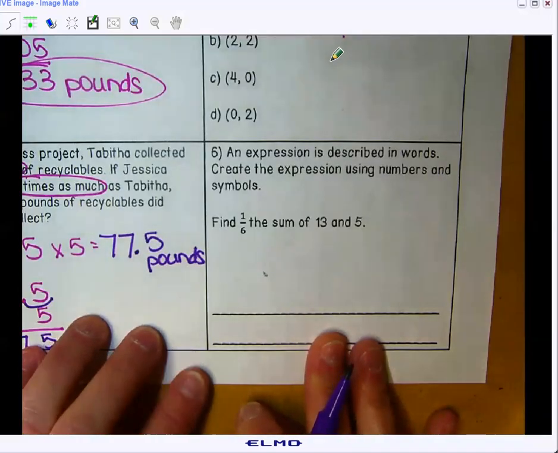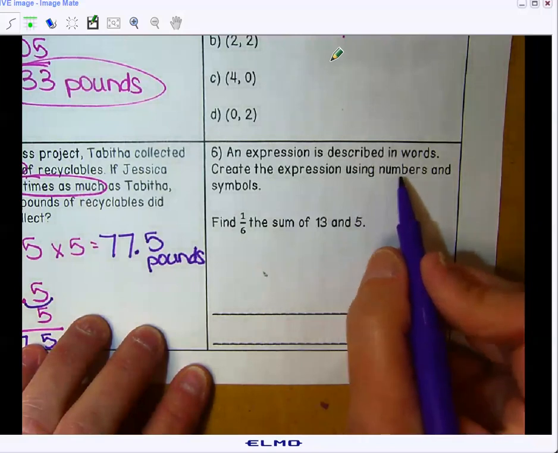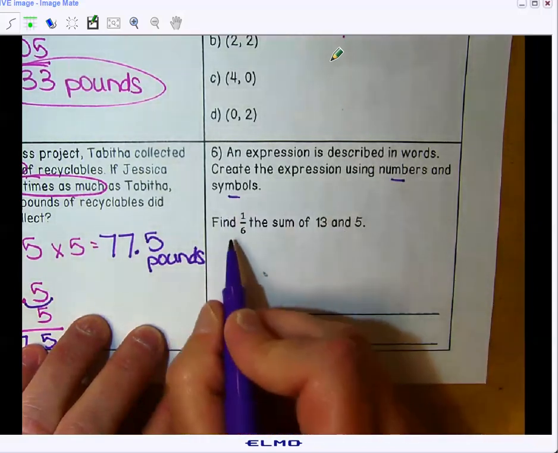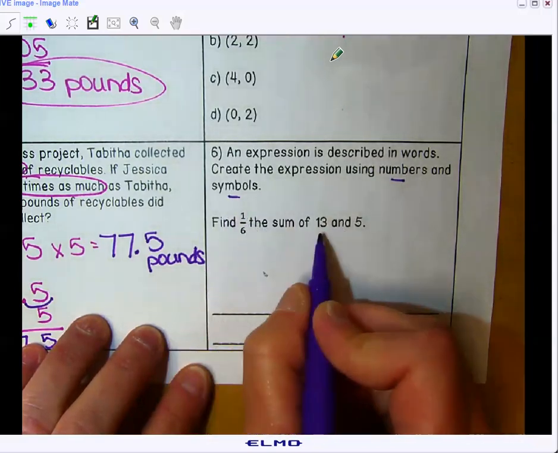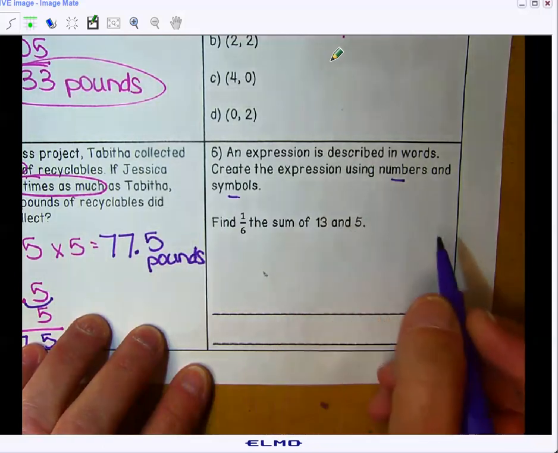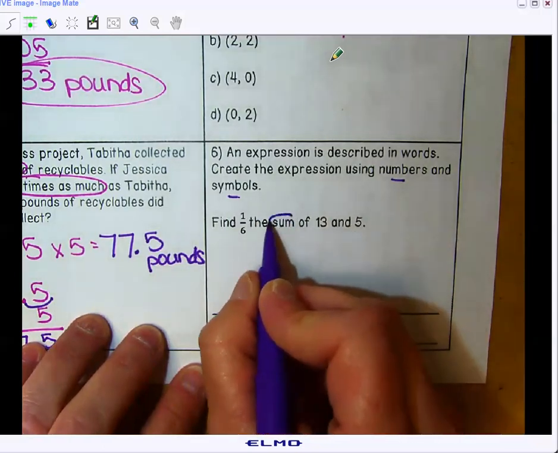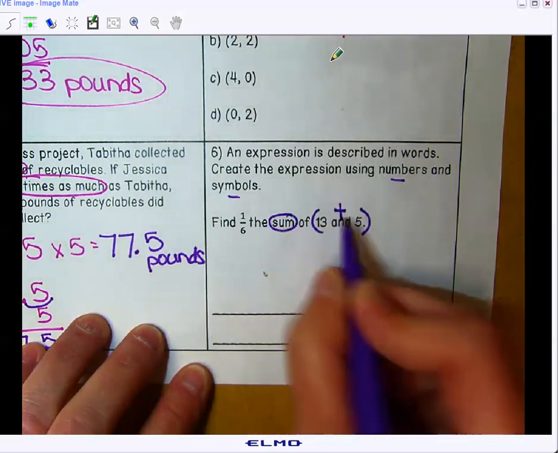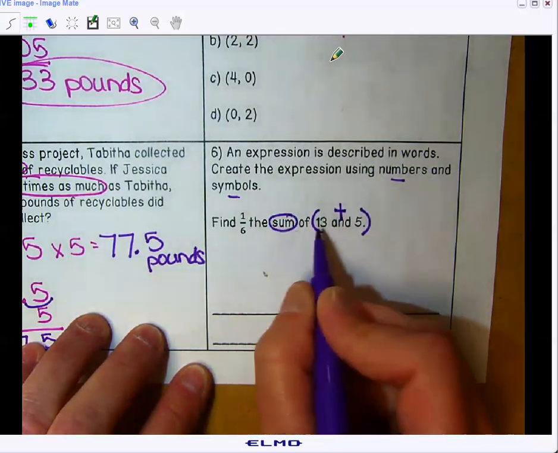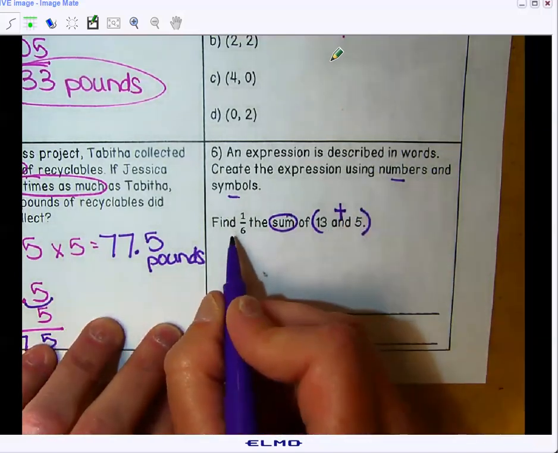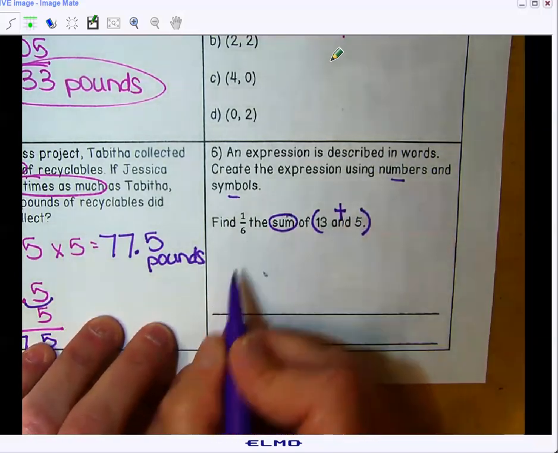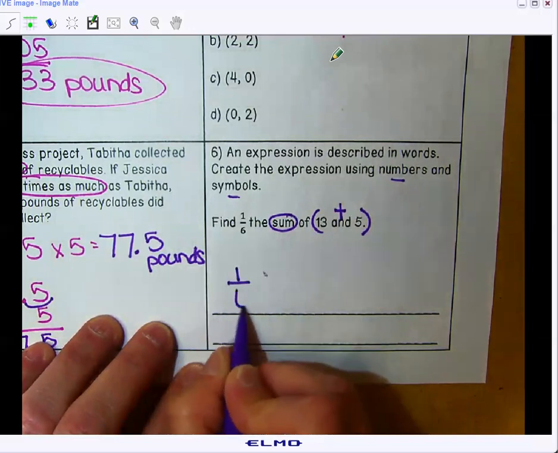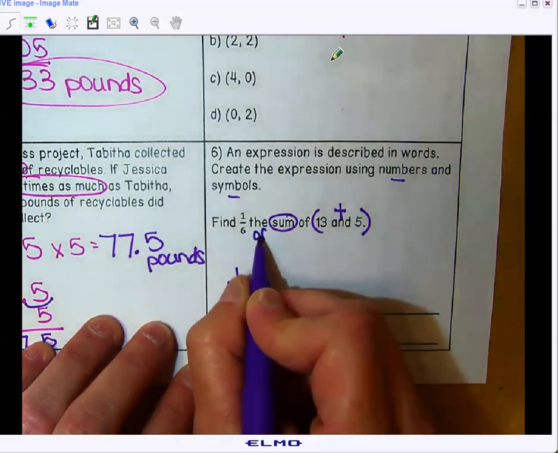An expression is described in words. Create the expression using numbers and symbols. Find 1/6 the sum of 13 and 5. So we know that we're going to have the sum of these two values. That means we're going to be adding 13 and 5 because it's the sum of 13 and 5. And we want to find 1/6 of that. So that means we want only part of what we have.